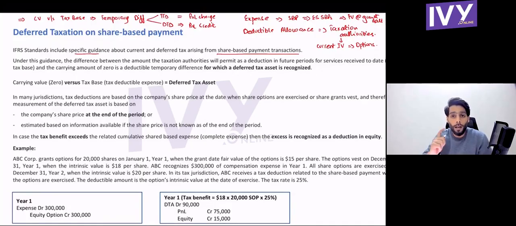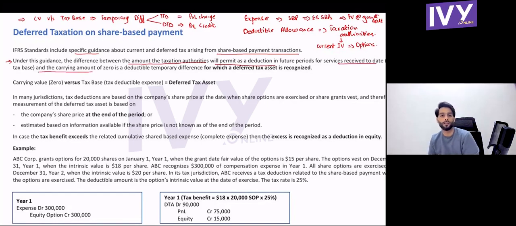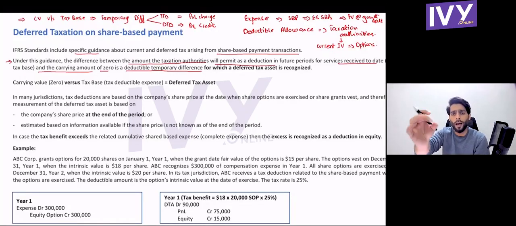Sir, which type of temporary difference would arise? IFRS 2 has given very good guidance. The difference between the amount the taxation authorities will permit as a deduction in future periods for services received to date and the carrying amount of 0 is a deductible temporary difference. IFRS 2 says it is always going to be the case of a deferred tax asset. Always. Why? The accounting entry that we prepare in our books is expense debit, equity option credit.